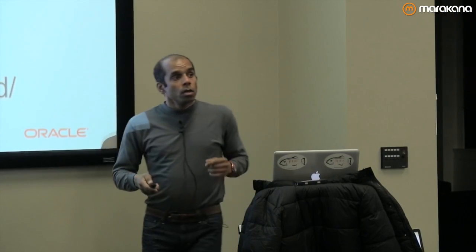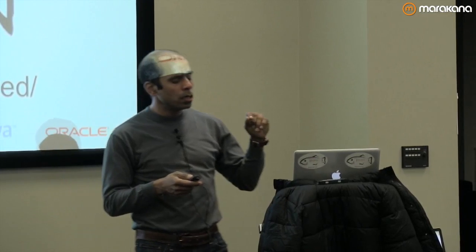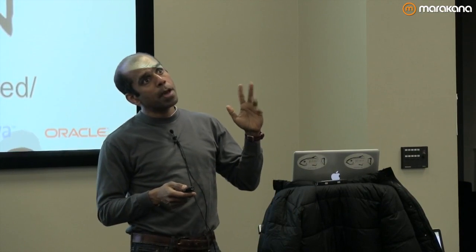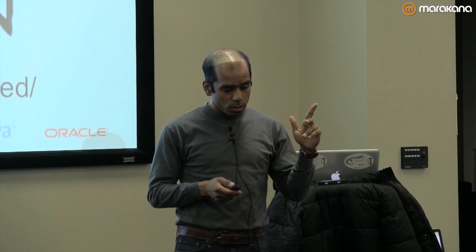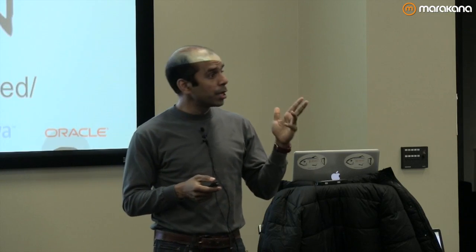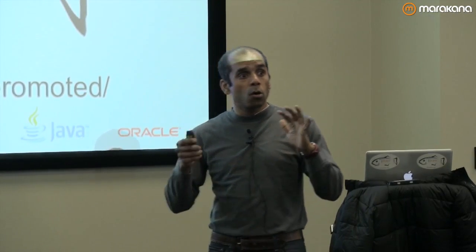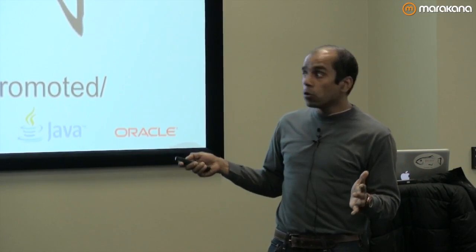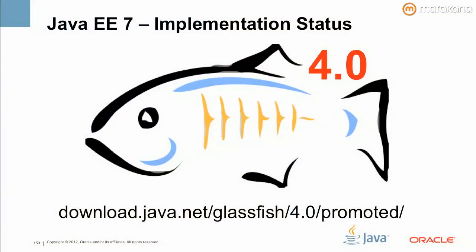All right. Now, most of the APIs that I talked about, other than say concurrency utilities, batch, and JCache, those are the three big ones that are not there as part of the download today. But most of the APIs are already integrated and implemented as part of GlassFish 4. So you can download the latest promoted build here. Build 70 was done on January 3rd, which is what I'm running on my machine today.